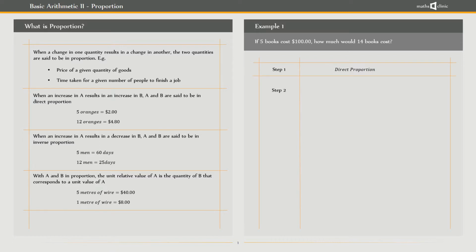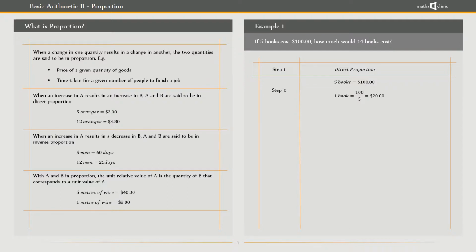Once you have that, the next thing we want to do is find the unit relative value of A. So we know that 5 books cost $100. We want to know how much one book would cost. Very important, one book will cost how much. So the unit relative value, we have 5 books at $100. One book would be 100 divided by 5, that will give us $20. So if we have 5 books costing $100, one book would cost $20.